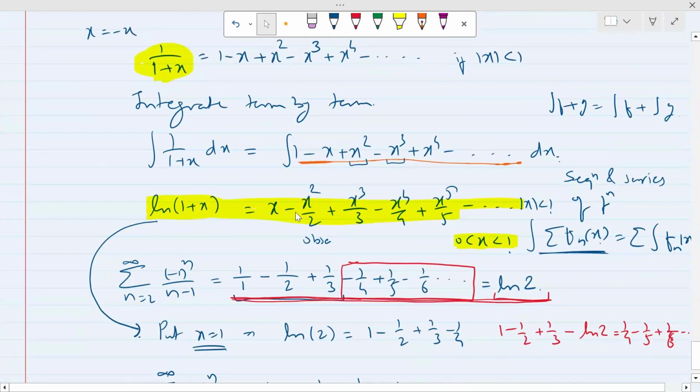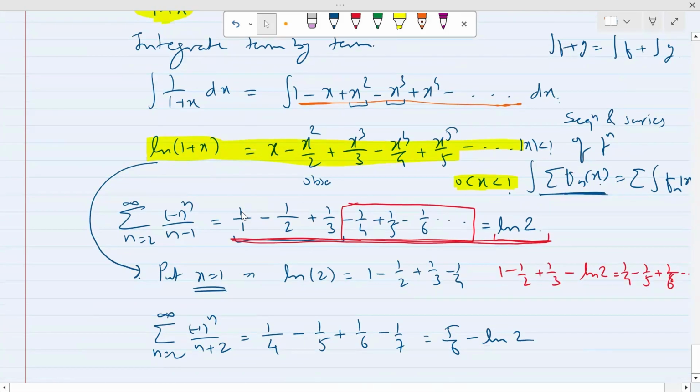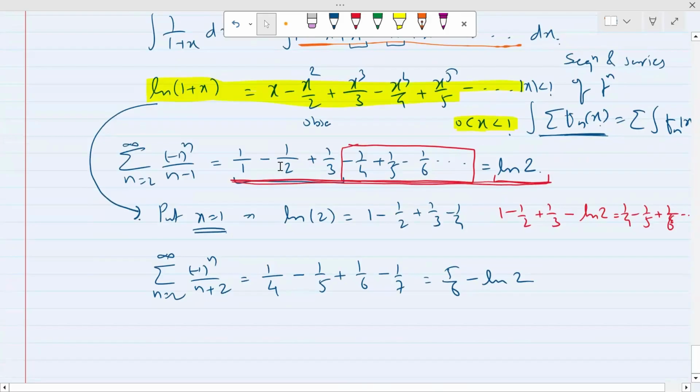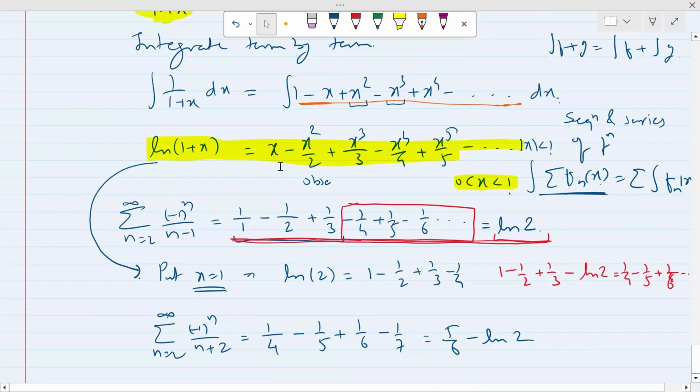Now, can anybody tell me why there is no harm in substituting x equal to 1 in this expansion? Sir, is it because of the Leibniz test? Yeah, you are almost correct.